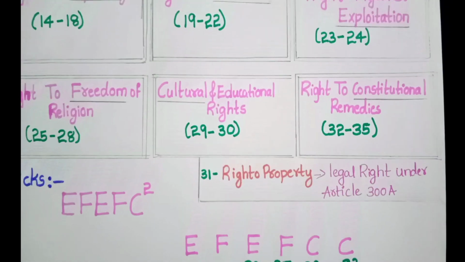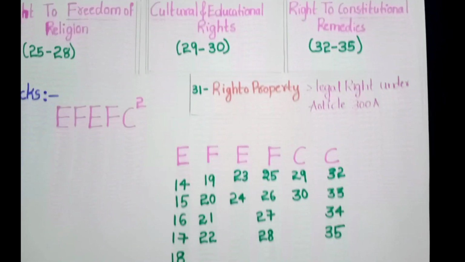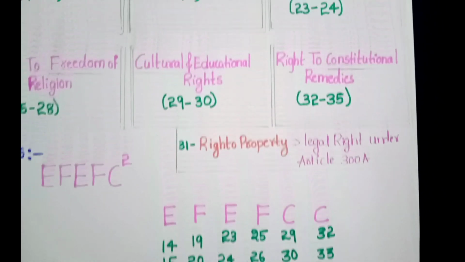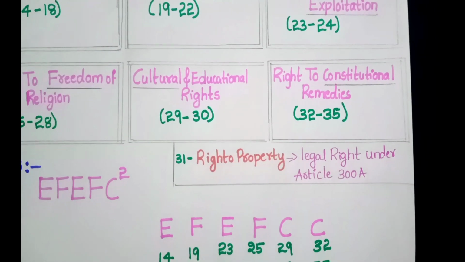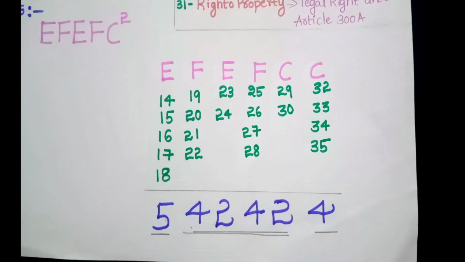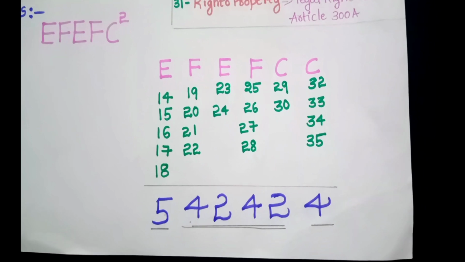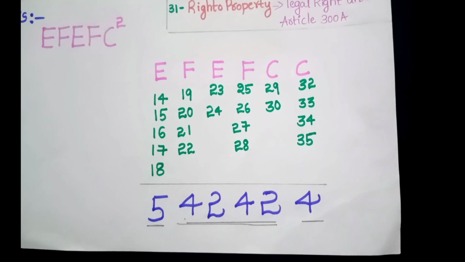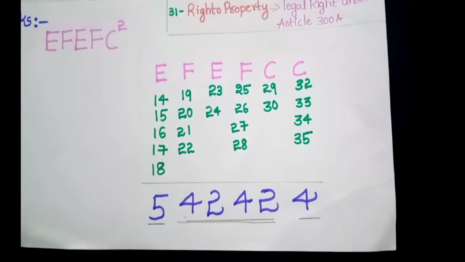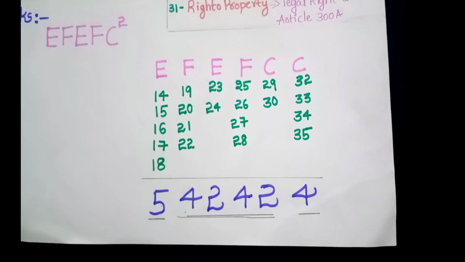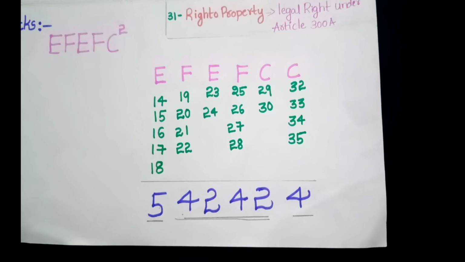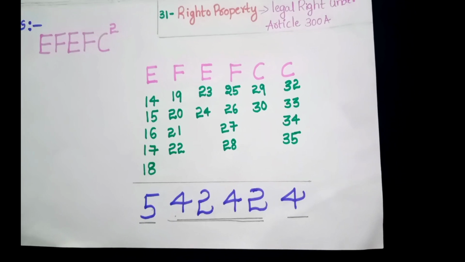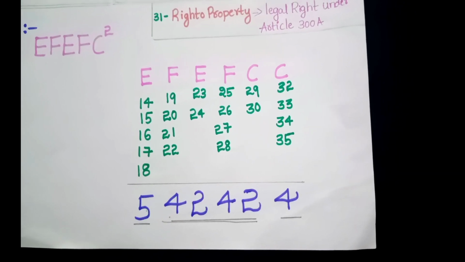And in C, cultural and educational rights, 29 and 30, only 2 articles. And in right to constitutional remedies, 32 to 35, 4 articles. So it is very easy to remember: 5, 4, 2, 4, 2, 4. First you write 4 2 4 2 in the middle, and on the left side you write 5, and on the right side you write 4. So we can easily grasp all these: 5, 4, 2, 4, 2, 4.